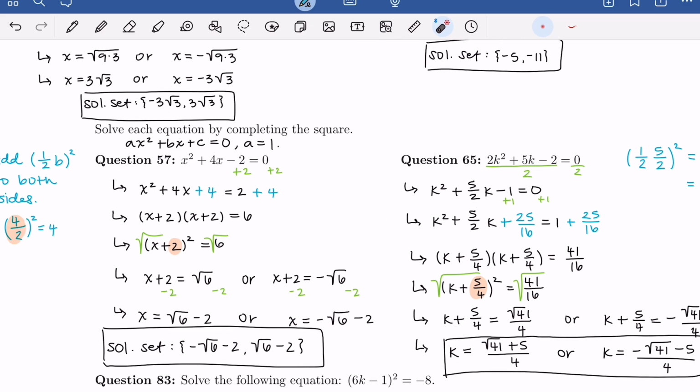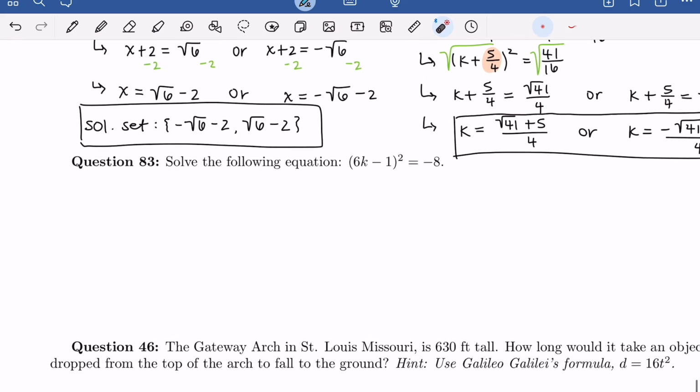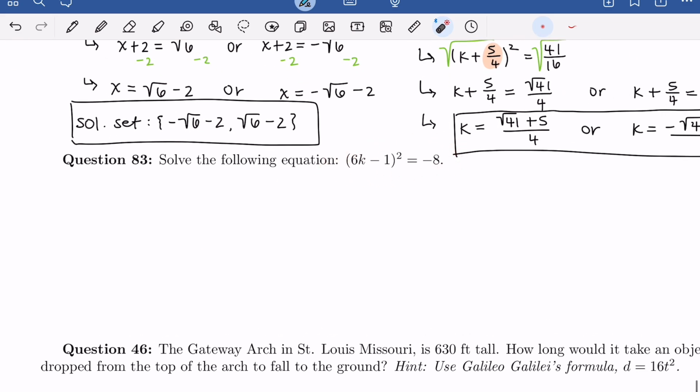All right, so let's look at the last two examples in this section. For 83, we want to solve this equation here. So we're going to use our square root property. The only thing in this case is that we're going to end up with complex solutions.